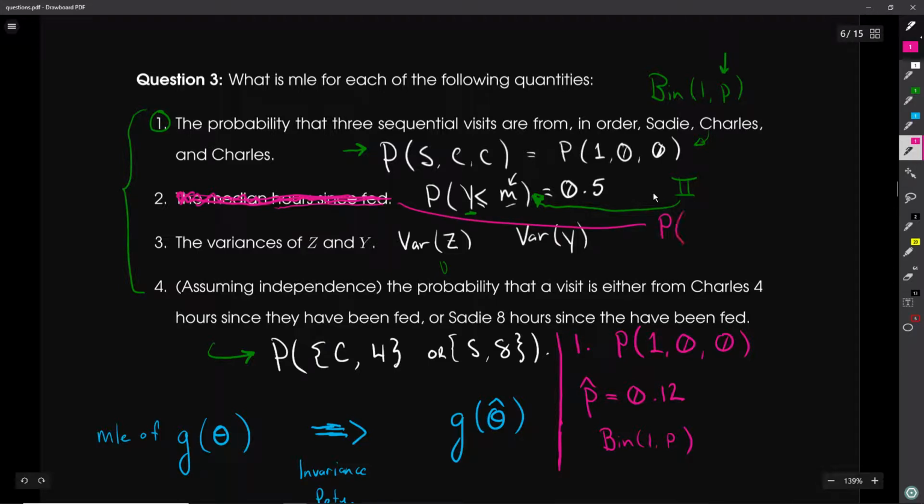the probability that y is, say, in the interval from 1 to 6. What we want to see here is the maximum likelihood estimate that the hours since fed is somewhere between 1 and 6. Sorry, this should have some dots in that set.